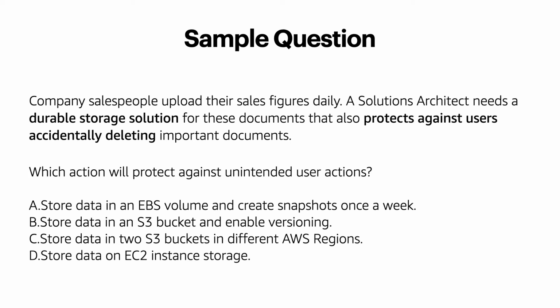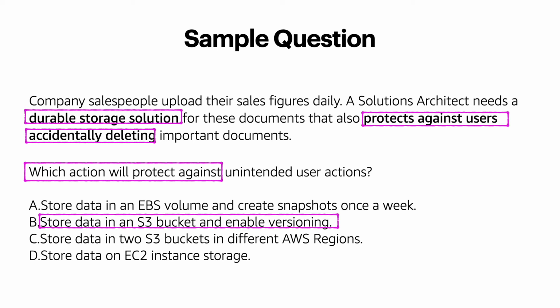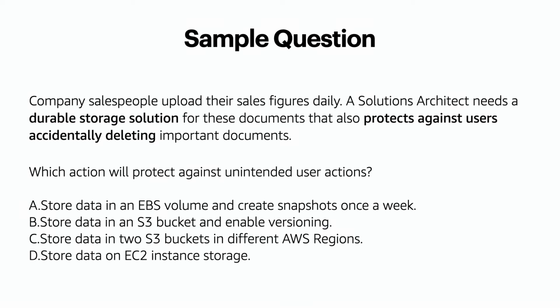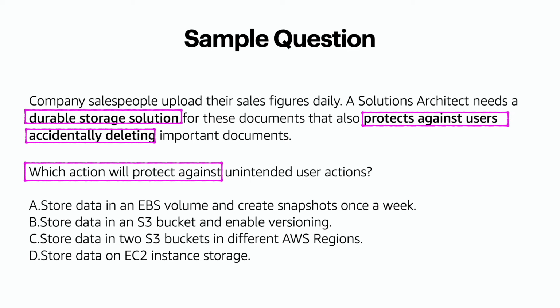The options are: store the data in an Elastic Block Store volume, store the data in an S3 bucket, store the data in two S3 buckets in different AWS regions, and store the data on an EC2 instance store. Now, storing the data in Elastic Block Store, guys, is not going to do us any good, because between those snapshots' times, you might get this accidental deletion, and at the same time, we are saving objects here. We are not saving a block of data, so this is not a database. So this is not correct.